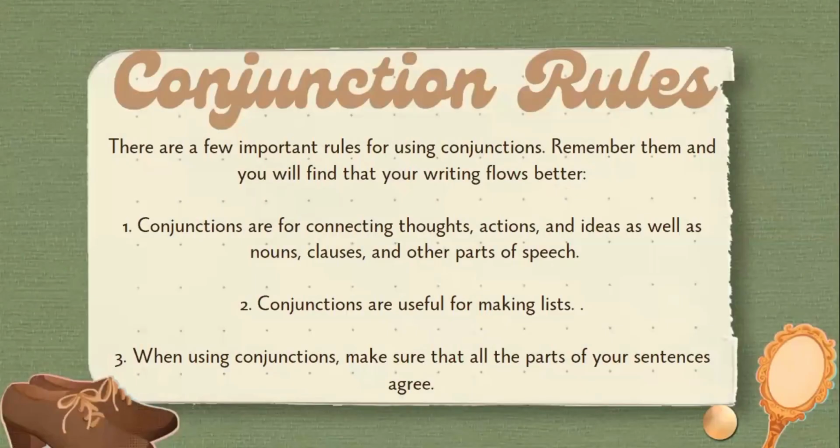Next, conjunction rules. There are a few important rules for using conjunctions. Remember them, and you will find that your writing flows better. First, conjunctions are connecting words, actions, and ideas, as well as nouns, clauses, and other parts of speech. Second, conjunctions are useful for making lists. And the last one is, when using conjunctions, make sure that all the parts of your sentence agree.